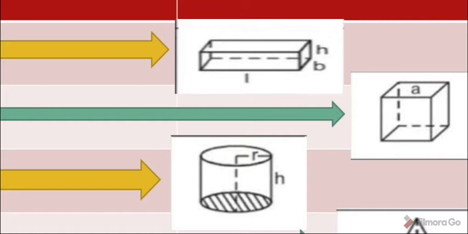Now what is the property of this cuboid? This cuboid has 3 dimensions. This one is length, this one is breadth, and this one is height. For a cuboid, these 3 dimensions, length, breadth and height, are different. They will be unequal.